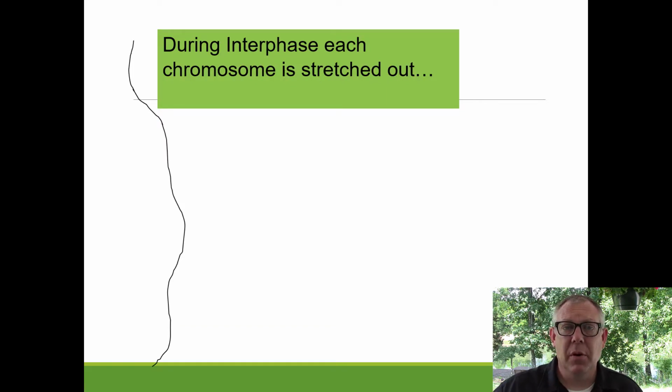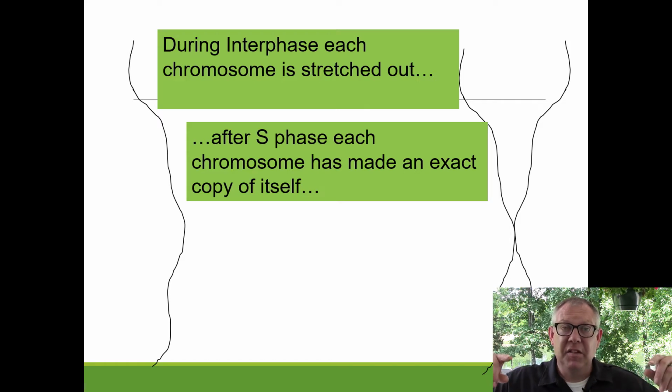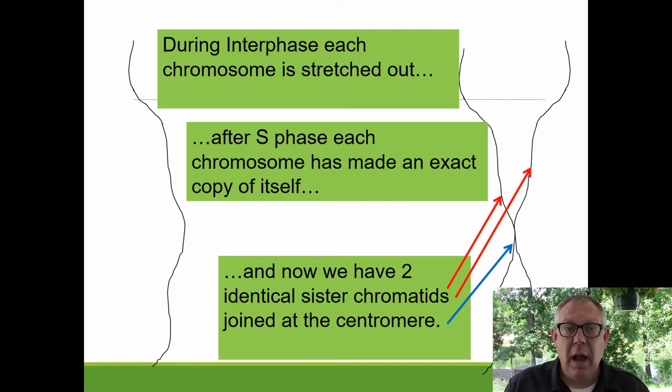So again, you'll remember that during interphase, each chromosome is stretched out and is incredibly thin. You can't see them with a microscope. And after S phase, each one of these stretched out chromosomes has been replicated and has made an exact copy of itself. And so now you have 2 sister chromatids, and they're joined at a centromere.